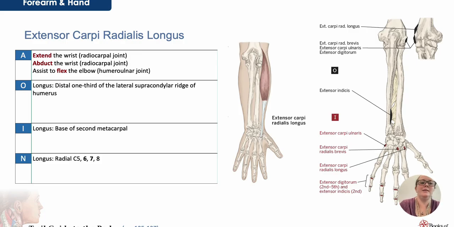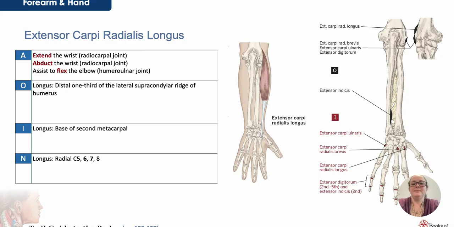Extensor carpi radialis longus. The first thing that you know that it does is it extends. So if it extends, it's probably on the hairy side of your arm. And it is. It crosses the carpi, so the radiocarpal joint. And it's a longus. There's usually a longus and a brevis. A longus is the long version that's around the same area, and the brevis is the shortened version of that muscle. They usually do the same action.